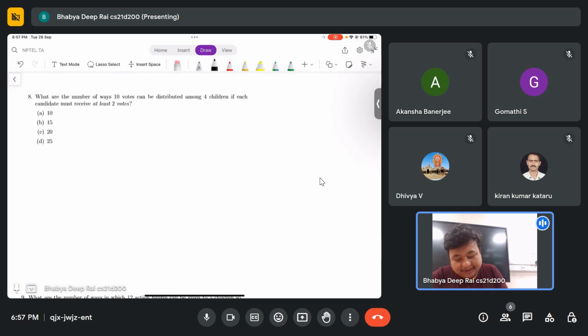The question says, what are the number of ways 10 votes can be distributed among 4 children if each candidate must receive at least 2 votes? So how do you do this? Again, the question is the same. The question is very similar, except this "at least 2 votes."